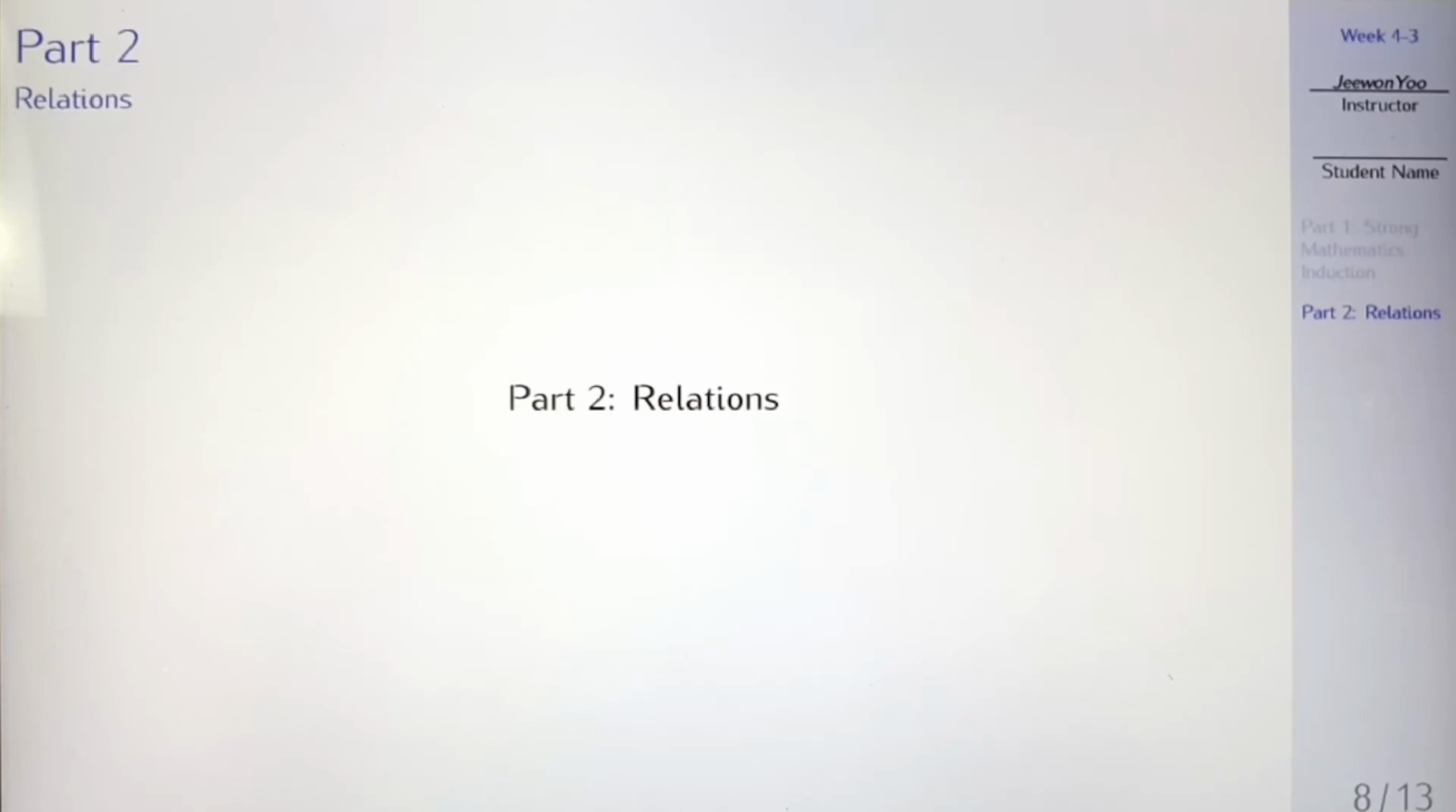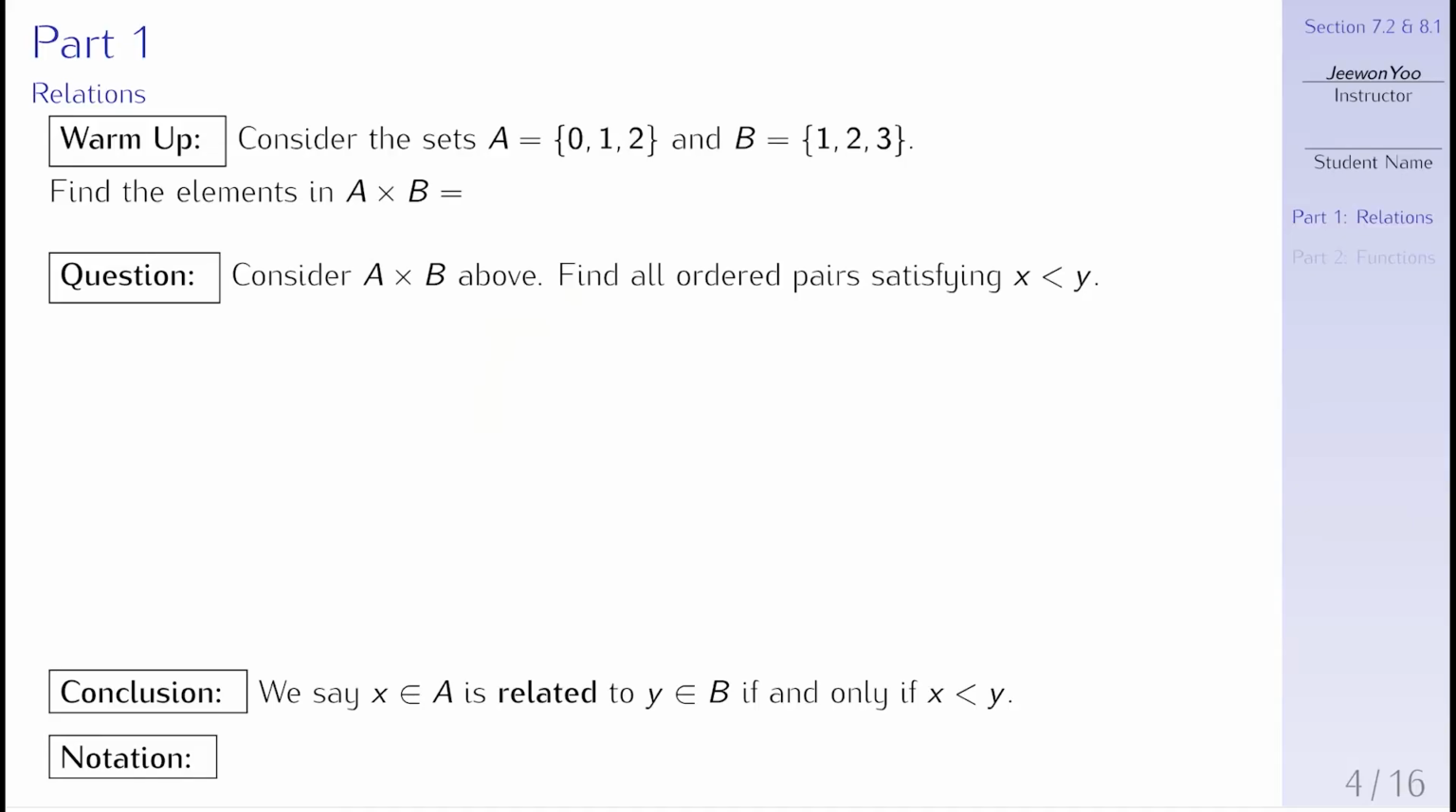Part number 2, relations. As a warm-up, please consider the set A, which is 0, 1, 2. B has elements 1, 2, 3. Let's quickly find A cross B, which is the ordered pair 0, 1 is one of them, 0, 2 is another one, and so on. Okay, let's quickly write down this Cartesian product. These are all the elements belonging to the Cartesian product A cross B.